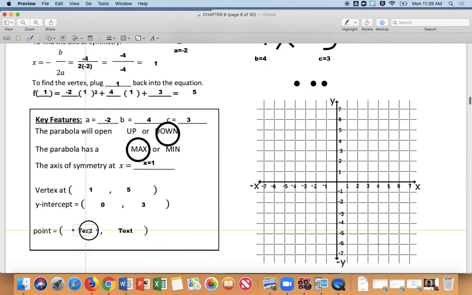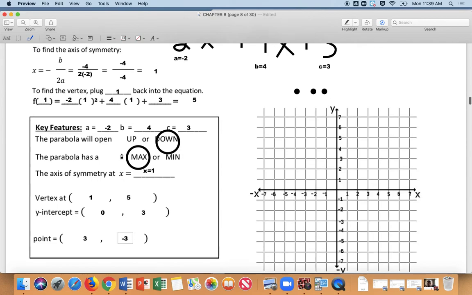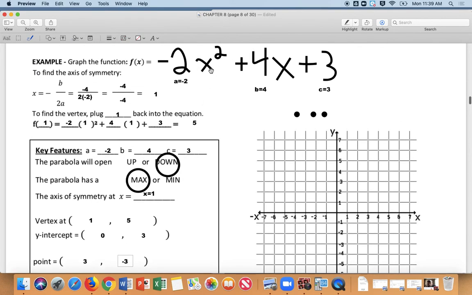And now we pick a point. If my vertex is 1, 5, let's pick a point. I believe in my notes I picked the point 3, negative 3. How did I get negative 3? I plugged that in. 3 squared is 9 times negative 2, that's negative 18. 4 times 3 is 12. So negative 18 plus 12 is negative 6, plus 3 is negative 3.